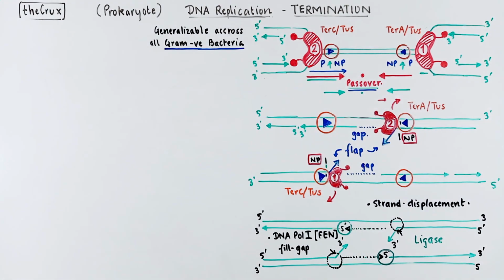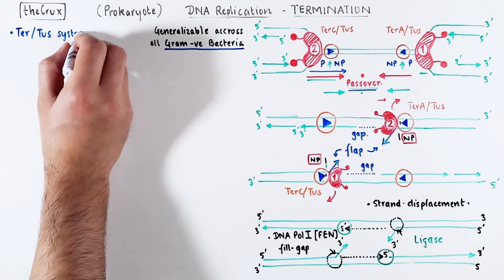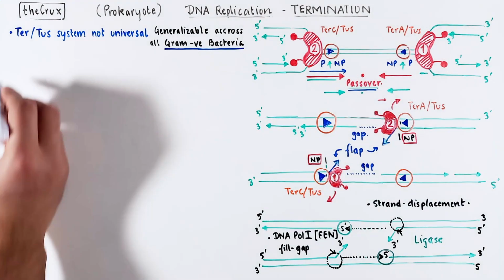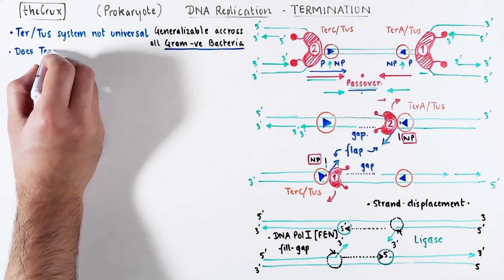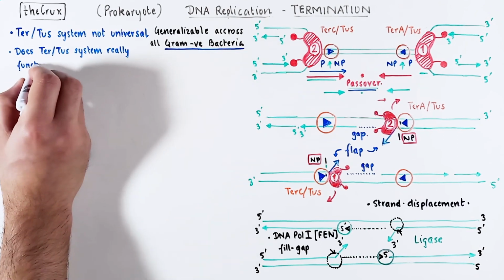But I said in the beginning that this process is only true across gram-negative bacteria, which means that the Ter-Tus system of termination is not universal. Sure, there are analogous systems in other bacteria, but the point is that the bacteria is fine if you get rid of this termination system.